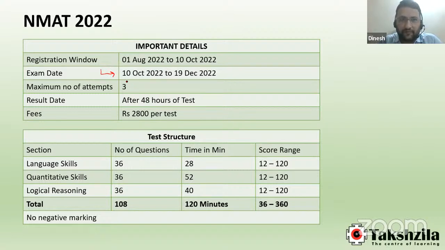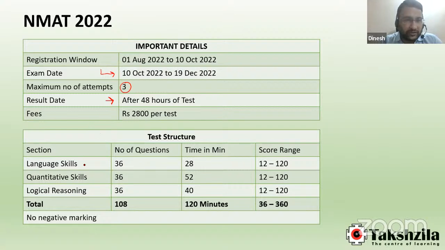The maximum number of attempts allowed is 3 attempts. In this case, you can book your second attempt after getting the result, everyone. In SNAP, you need to decide at the time of form filling how many attempts you need to give. But in the NMAT exam, you can decide after getting your score, and you get the score after 48 hours of the test.